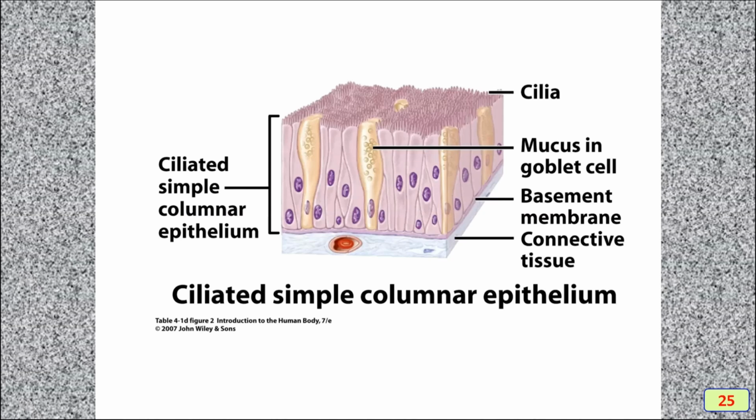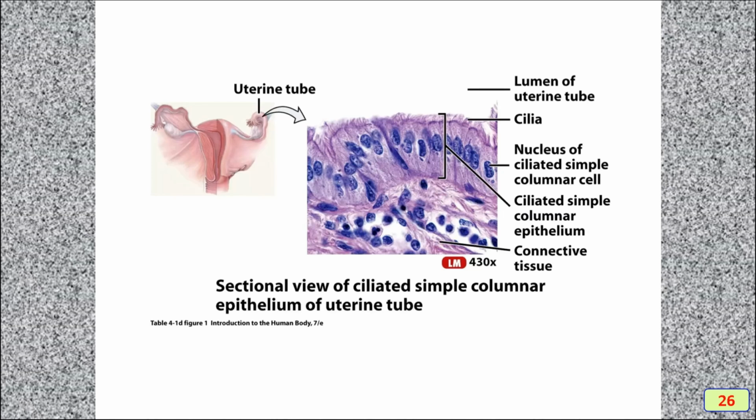The ciliated cuboidal simple cells contain mucous goblet cells. Then the uterine tube also contains this type of cells, which are ciliated cells.